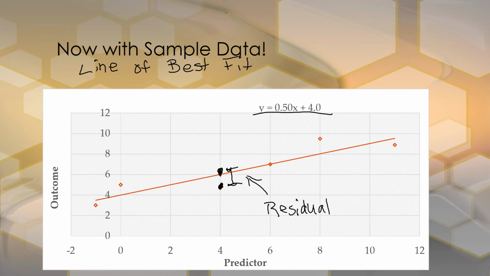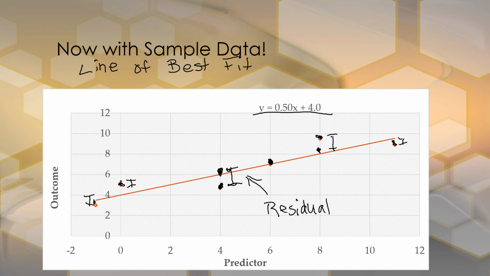And each of these has a residual. This dot is actually on the line, so its residual is 0. But you can also do it for this dot. So here's another residual, the distance between the line and the dot. And I mean vertically. And then here. So we have one for each dot.